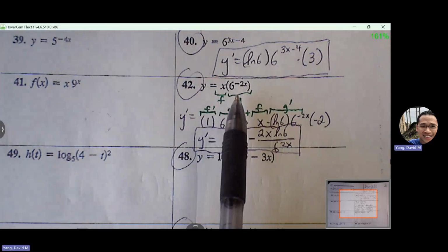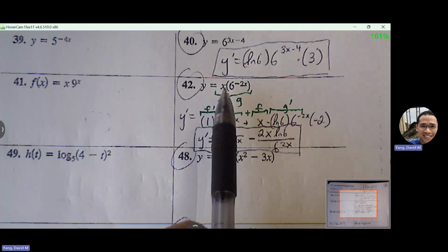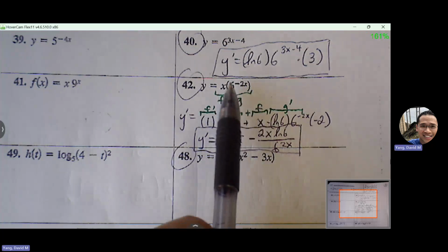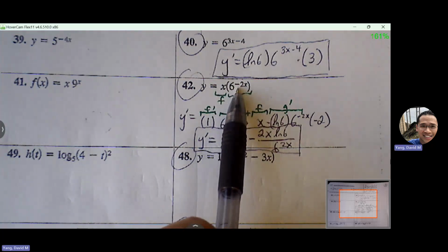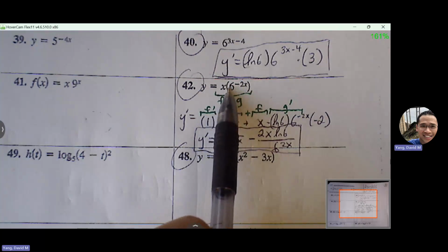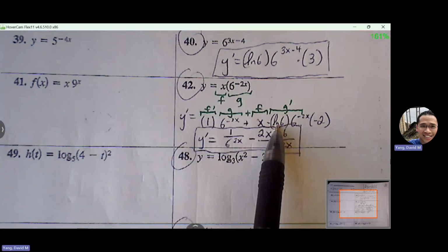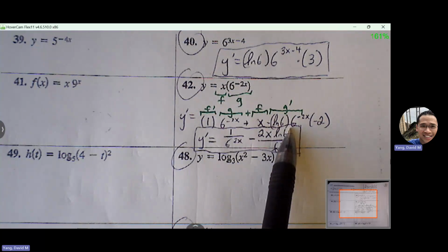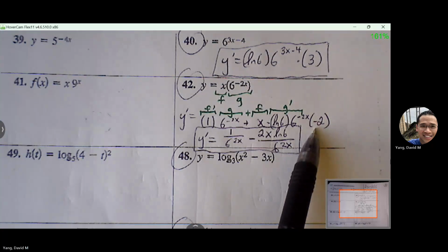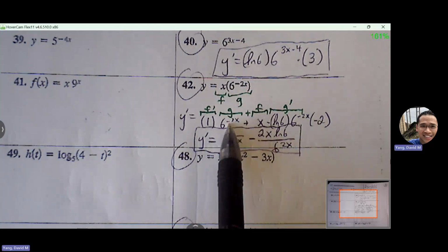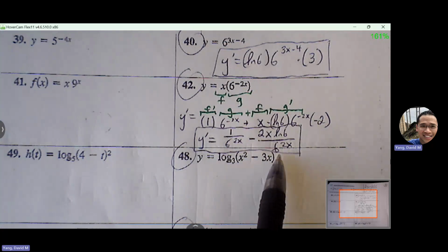x becomes 1, 6 to the negative 2x stays. f is still x. g prime, my a to the u. I have to do a little bit of conversion at the beginning. So natural log of a times the original function a to the u times u prime. And I'm just resolving my negative exponents, pushing them back down to the denominator.